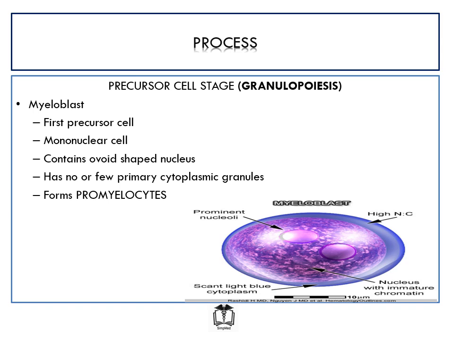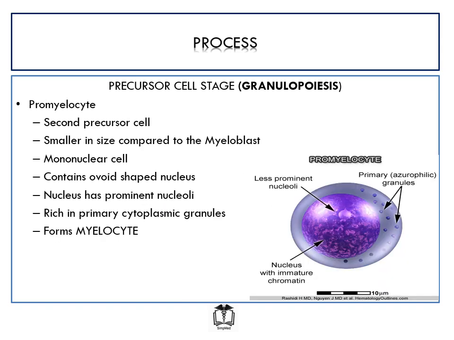We'll talk about what cytoplasmic granules are when we get to the other forms of precursor cells under granulopoiesis. Myeloblasts tend to eventually undergo cell division and maturation to give rise to the next stage of precursor cell under granulopoiesis, known as the promyelocyte. Promyelocytes are the second precursor cells under granulopoiesis. They are smaller in size compared to the myeloblasts, as you can see. They are also mononuclear cells that contain a single nucleus that is ovoid in shape, but this nucleus is slightly smaller compared to the myeloblast.